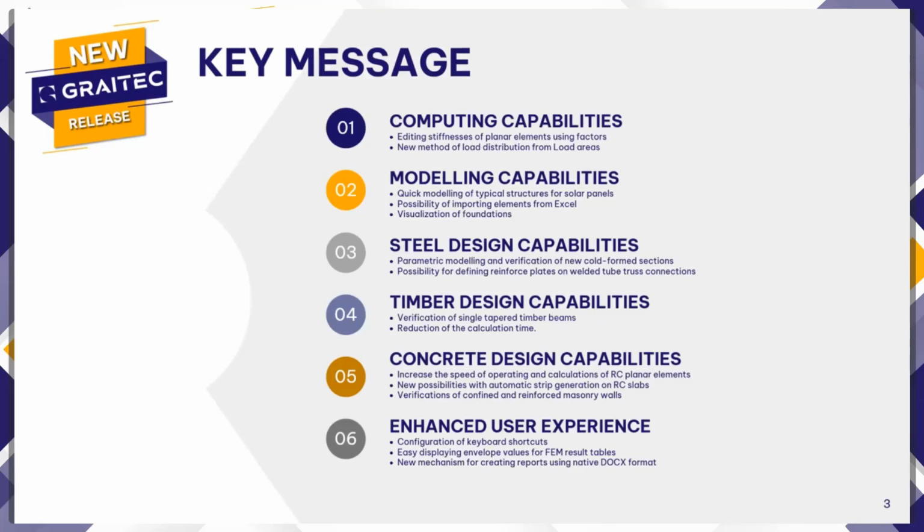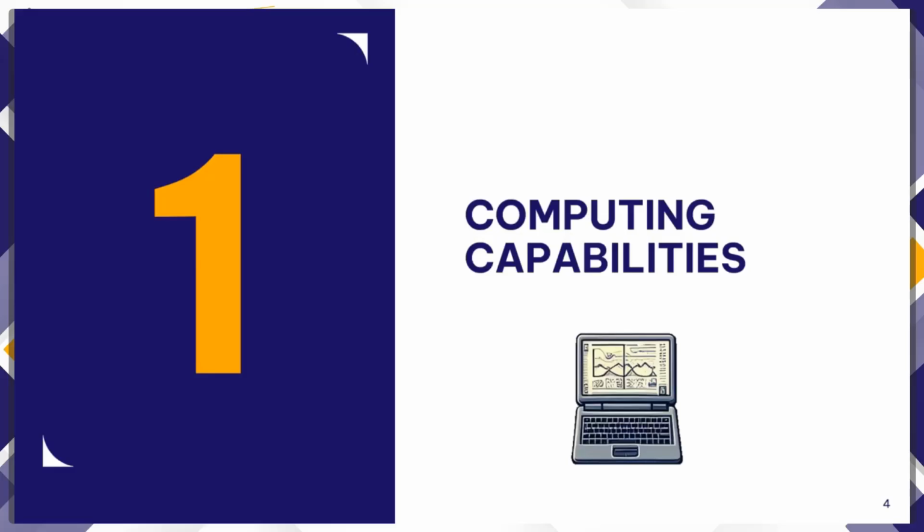In today's presentation, I grouped the novelties into 6 categories: computing capabilities, modeling capabilities, steel design, timber and concrete design capabilities, and at the end, improvements related to the user experience, but not only. In each category, we have many novelties, not only those visible on that slide, so I will present them one by one, let's say. I will start with computing capabilities.